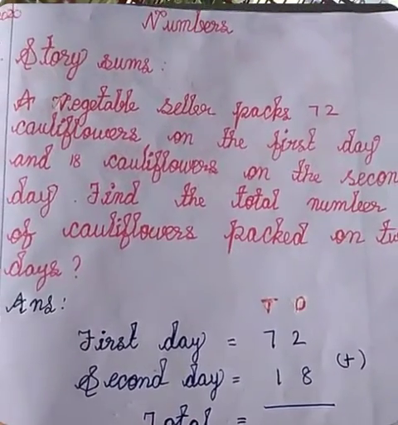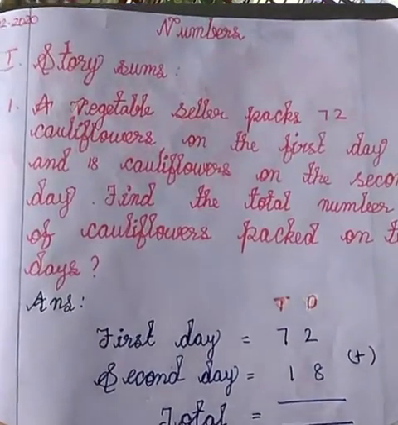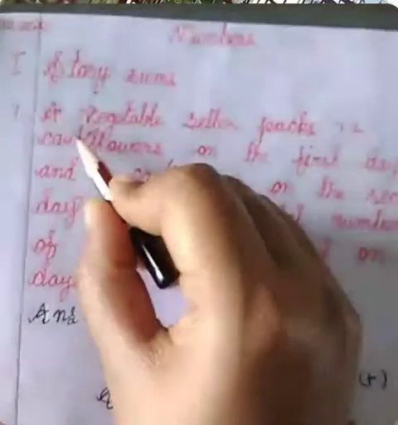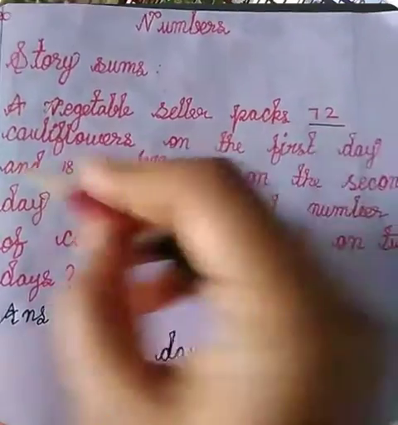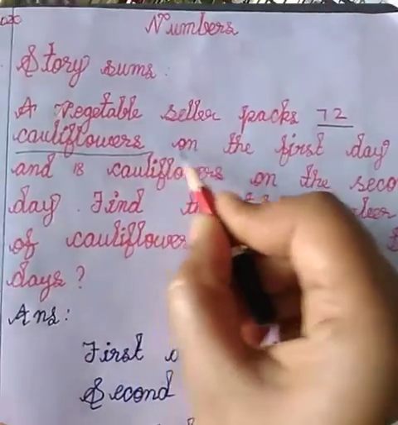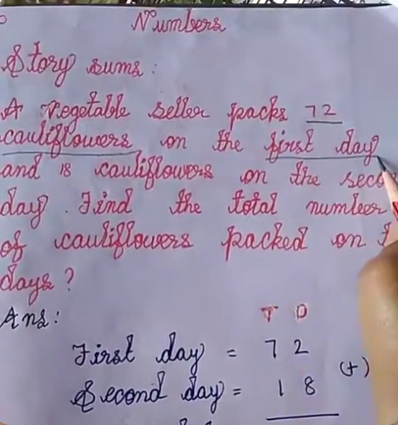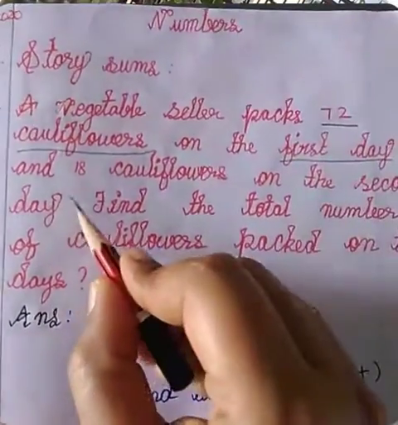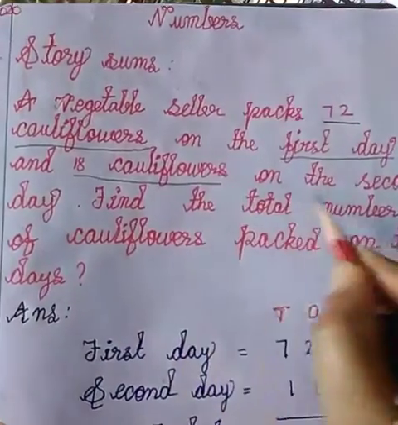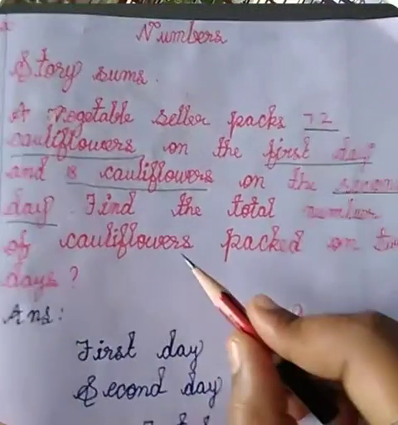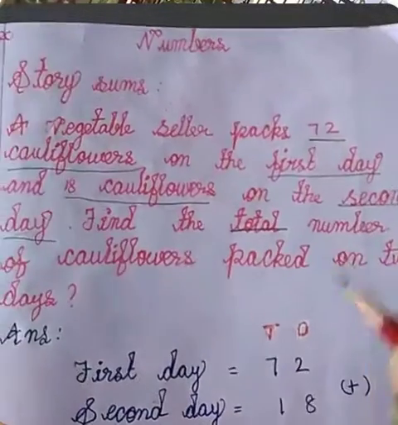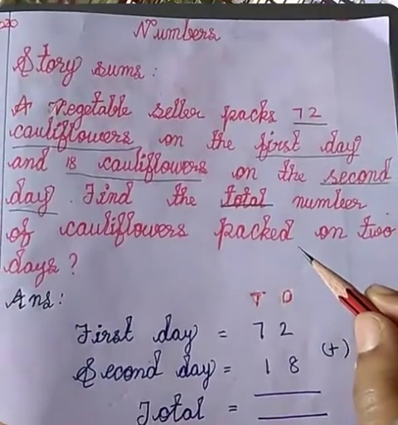See the first sum. A vegetable seller packs 72 cauliflowers on the first day, and 18 cauliflowers on the second day. Find the total number of cauliflowers packed on 2 days.